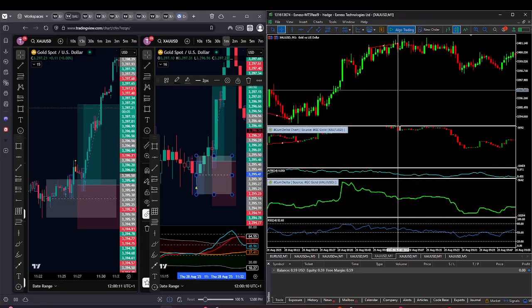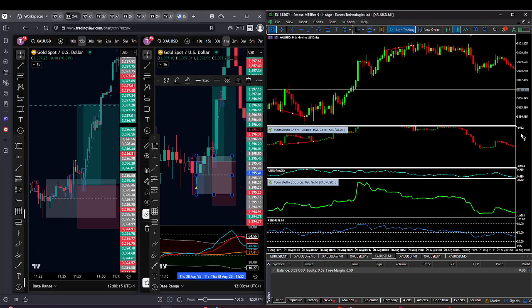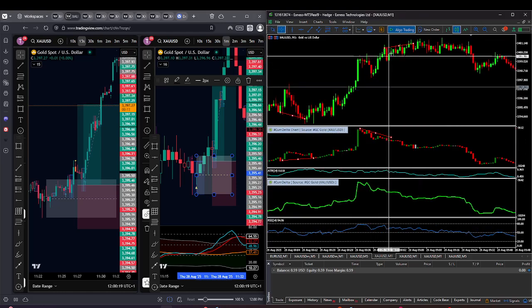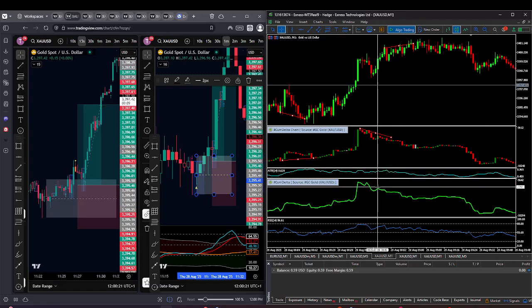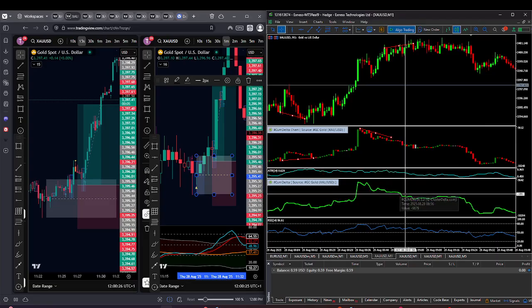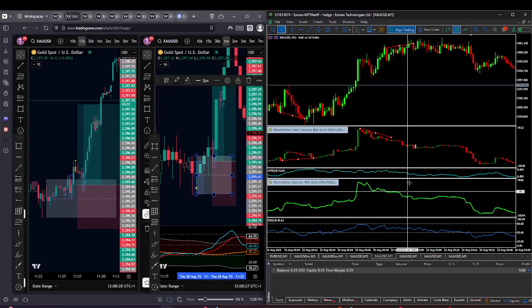Let me show you another one. This one was so beautiful, because see, price was moving up, but the cumulative data was moving down. So I just knew this was going to sell. I just knew it was going to sell.